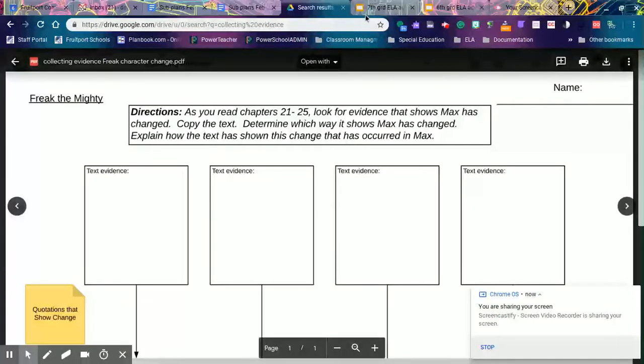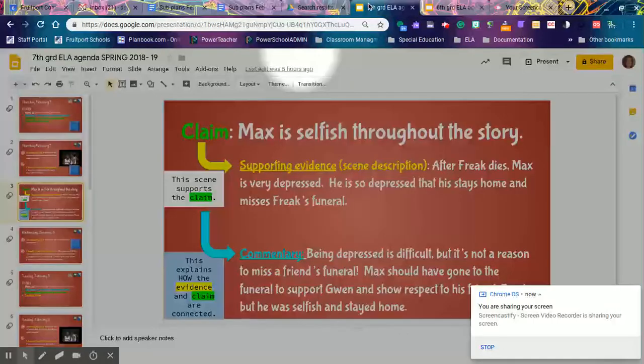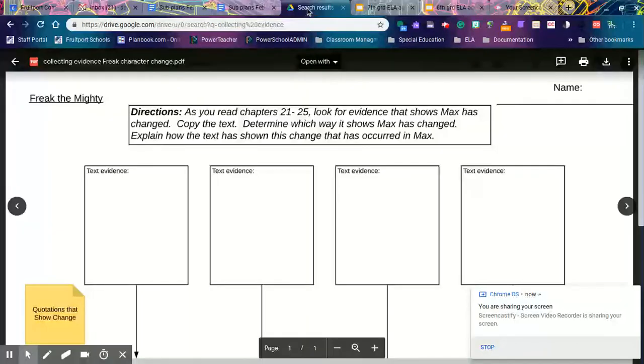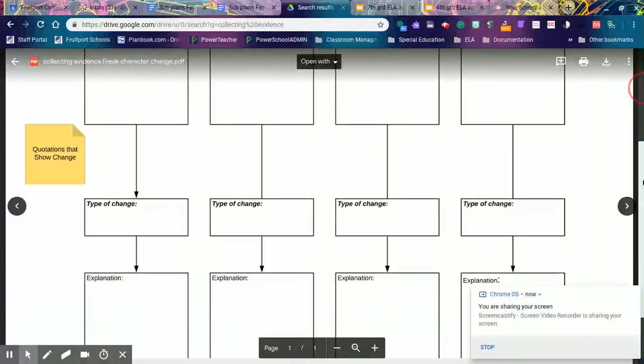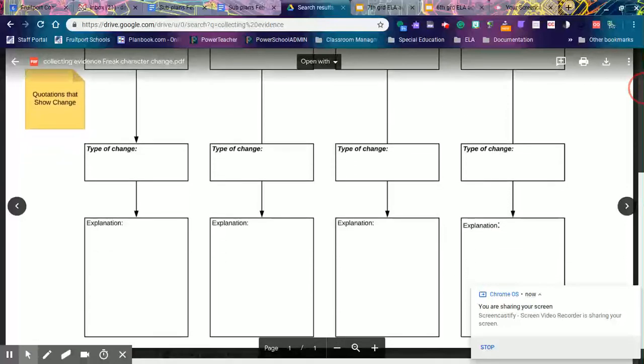So scene description is what I used in my example for you. This is a summary of something that happened in the story. It's not word for word. So it's just a summary of that specific part of the story. So you choose your 3 pieces of evidence from the chart paper. So I would expect you guys going up to the board and choosing those pieces of evidence. It's going to be hard to see it from sitting in your seat.